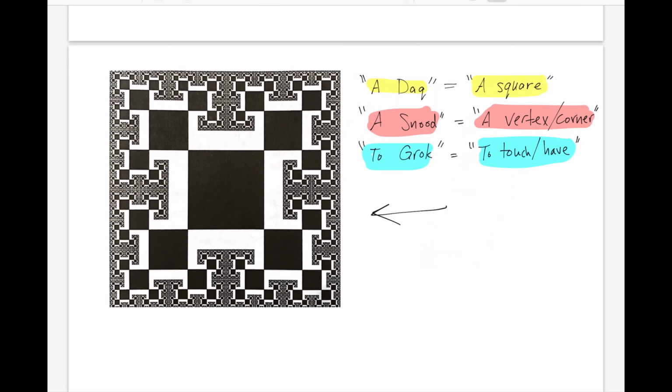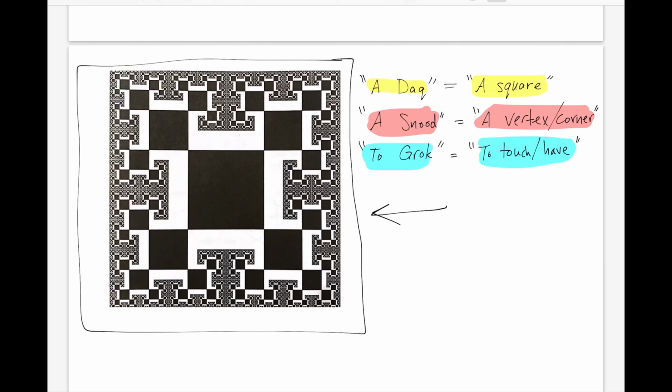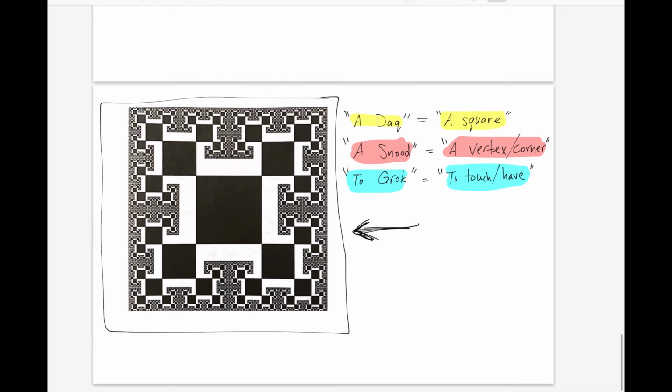So maybe to make that a little bit more clear, this picture is the image that we're using as a model for understanding the DAC-SNOOD axiomatic system. And you can check that all of the axioms are satisfied by this picture. And again, you should be careful that just because we've got a model here, that doesn't mean that this model provides us with a proof. This model just helps us understand the proof a little bit better, perhaps.